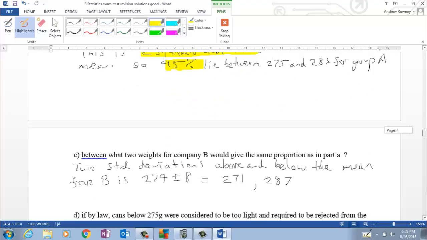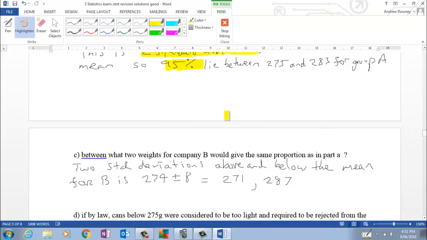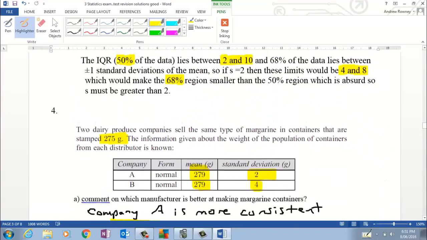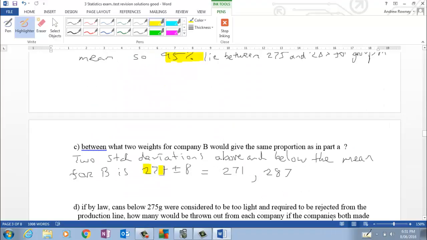Now, between what two weights for company B would give the same proportion, so we want to have 95% also. To get 95%, we need to be 2 standard deviations, but the standard deviation of company B is 4, so 2 lots of those standard deviations are 8, so we have to do plus or minus 8. So we do plus or minus 8, we're going to get these two values here, which will contain 95%.